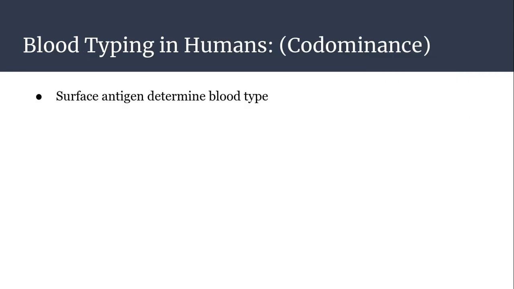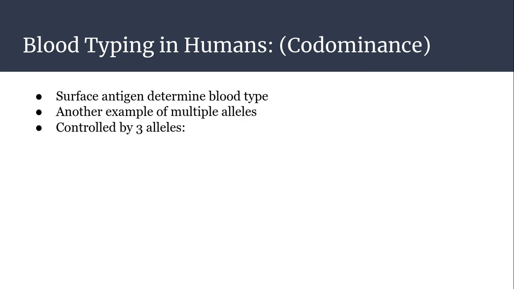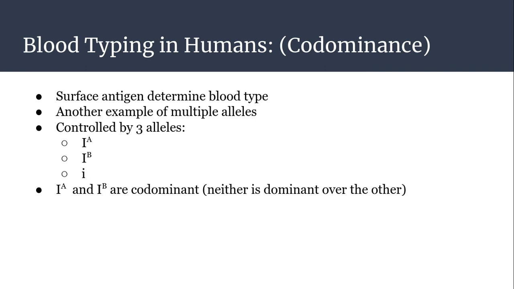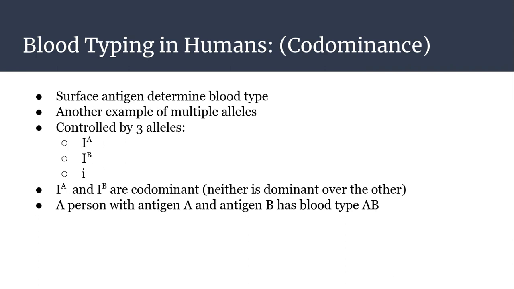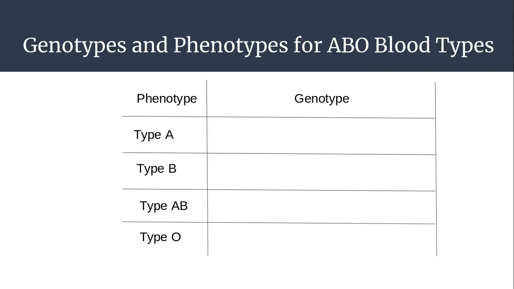So blood typing in humans is a codominant relationship, which you learned about the other day. But what you have to remember is it's another example of multiple alleles because it's actually controlled by 3 different alleles. So A, B, and i are in a recessive-dominant relationship. A and B are co-dominant. They kind of work together, and that is shown when you have type AB blood. And like I already said, O is recessive to A and B. So this is what it looks like.